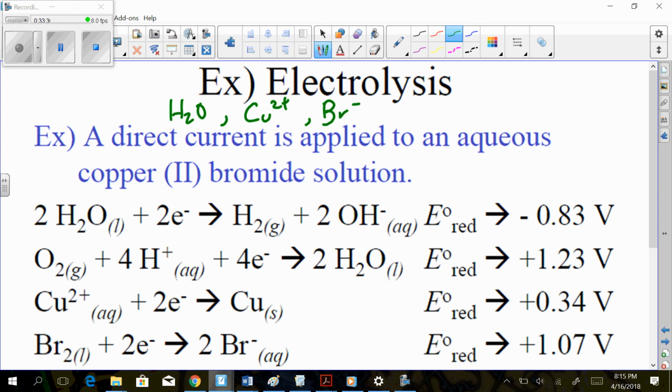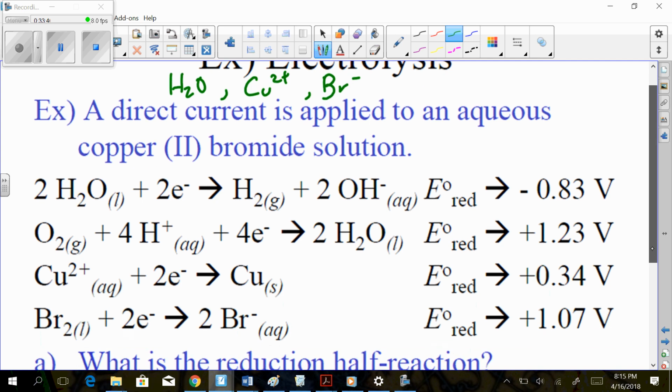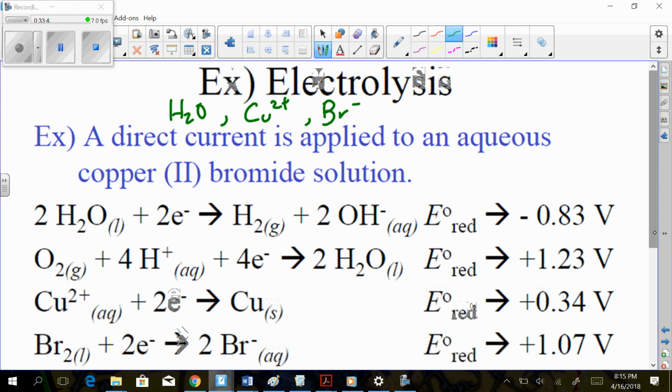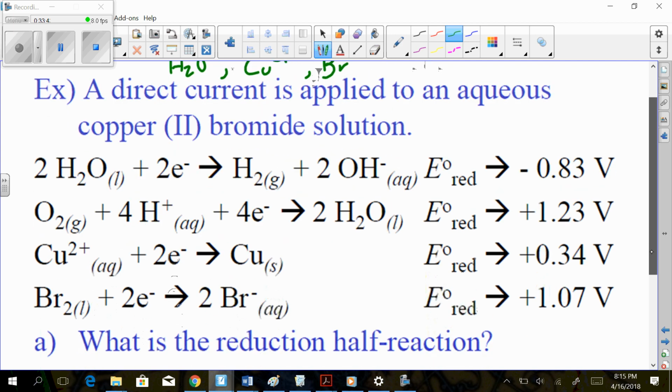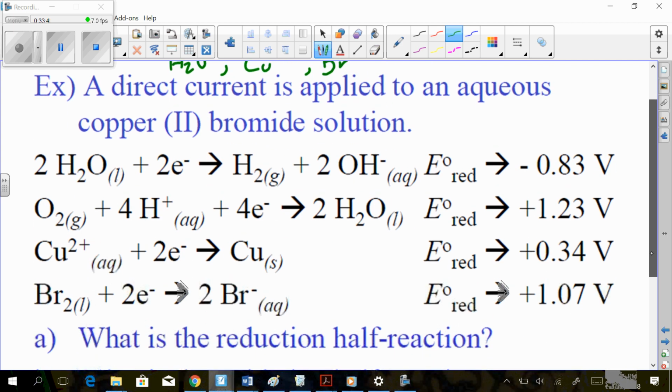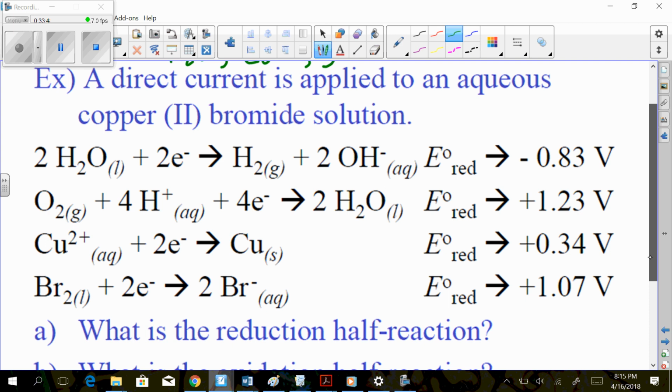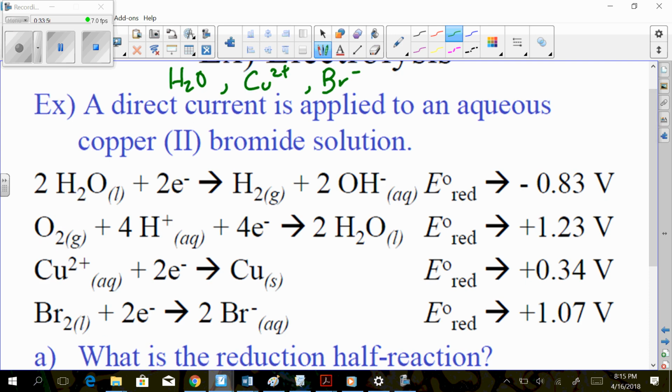So those are the things that could react. And so if we look up the reduction potential tables of all the possible reactants, we have a couple things going on. We could potentially have a couple different reactions going on. So we have to pick what's going to actually happen.